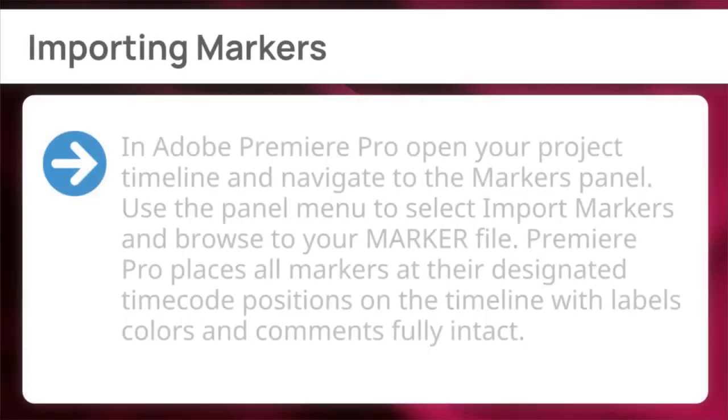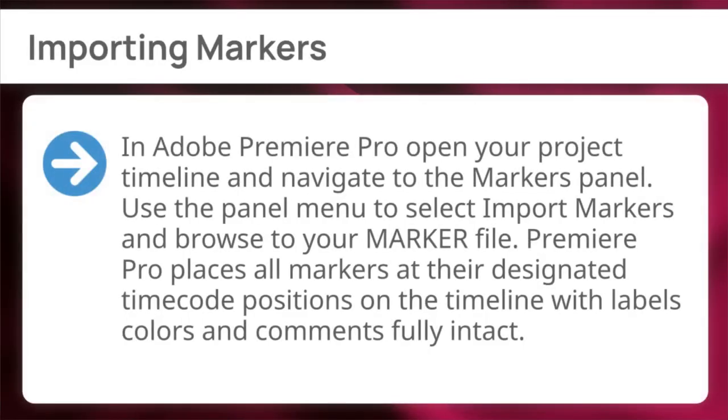First, importing markers. In Adobe Premiere Pro, open your project timeline and navigate to the Markers panel. Use the panel menu to select Import Markers and browse to your marker file. Premiere Pro places all markers at their designated timecode positions on the timeline with labels, colors, and comments fully intact.